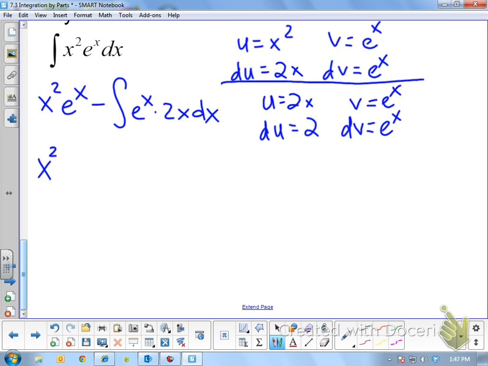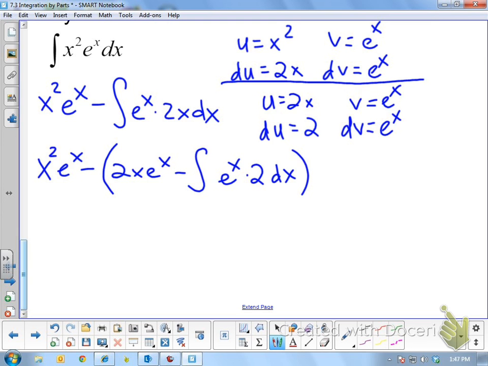So this time again we're applying our formula. This time the minus sign will affect everything behind it. You can either do it automatically or you can write in parentheses. So we would have uv minus the integral of v du. And now we're finally to a point where we can integrate without doing parts.